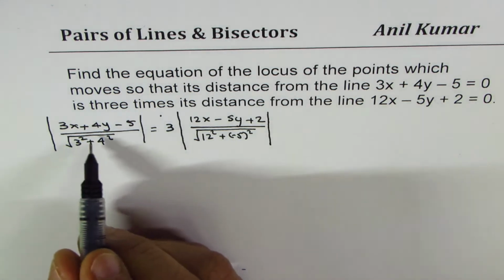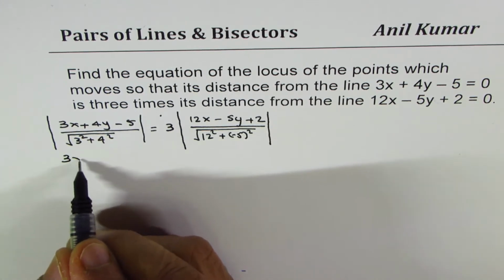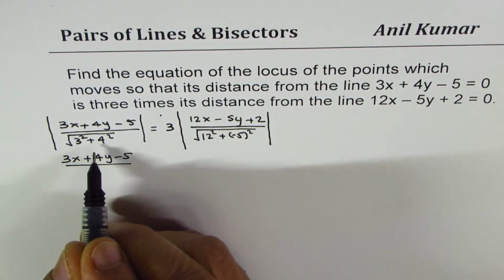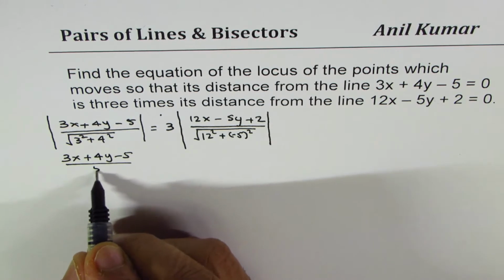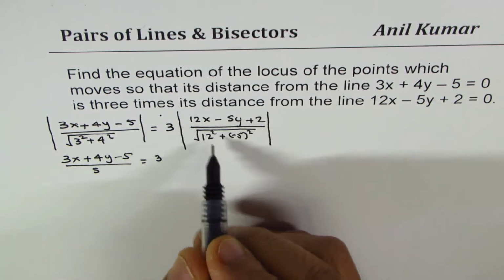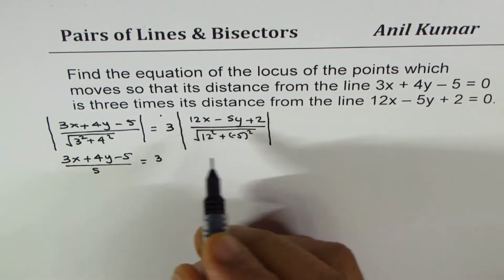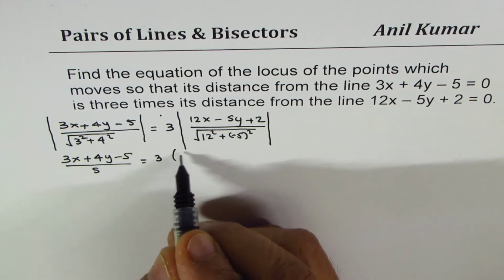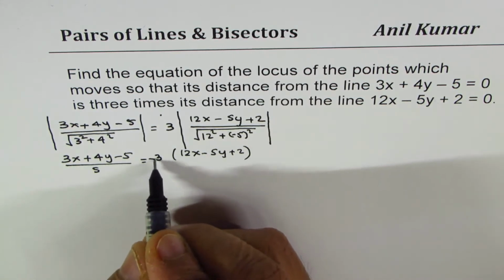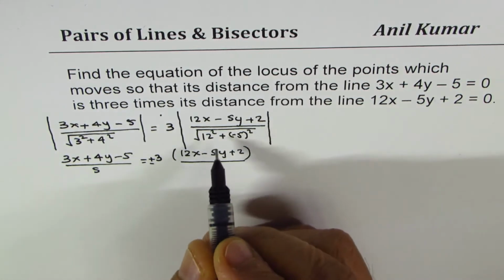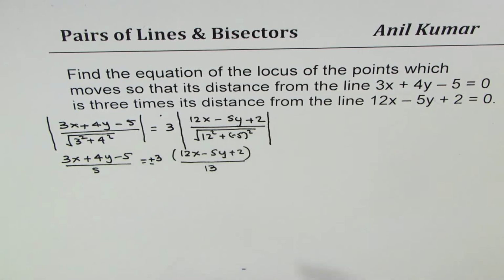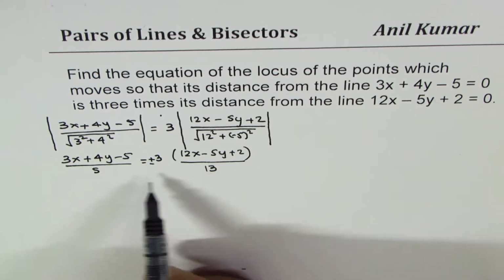Now I think you can solve, so let's solve it now. We could write this as 3x plus 4y minus 5 over square root of 3 square plus 4 square, which is 5, as you know, square root of 25, equals 3 times. The function inside could be positive or negative, so what we do is we write this as 12x minus 5y plus 2 with a plus or minus sign. The denominator will be square root of 12 square plus 5 square, which is 13. So these are perfect squares, so we get 13 here.